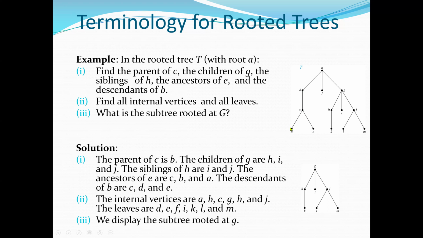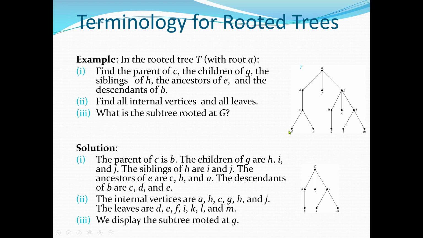Now they say we should find all the internal vertices and all leaves. Internal vertices are the vertices that have both children and parents. So the internal vertices are A, B, C, D, G, H, and J. Only the leaf will not be internal vertices. So internal vertices will be all the vertices except the leaf.